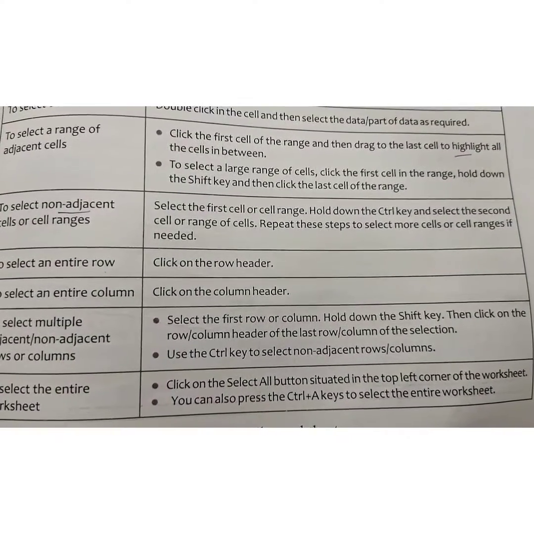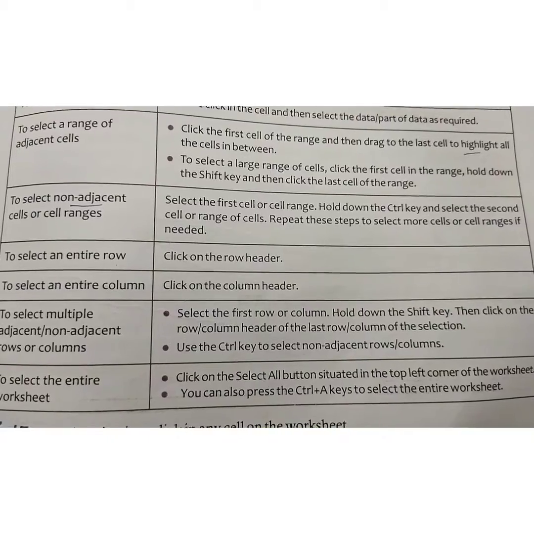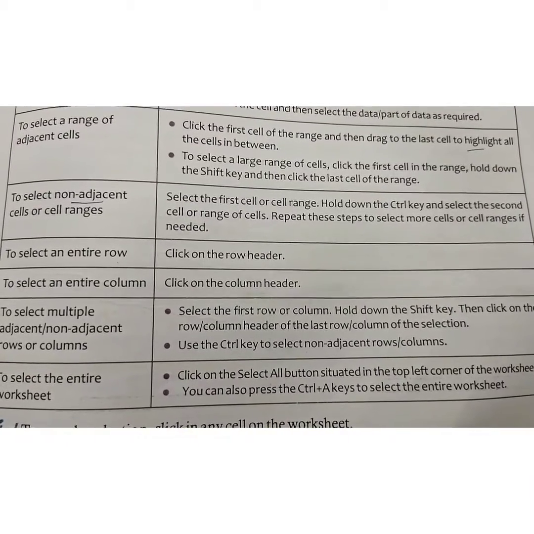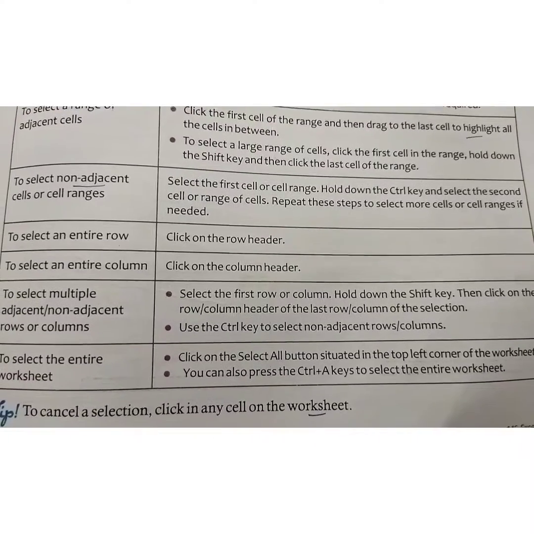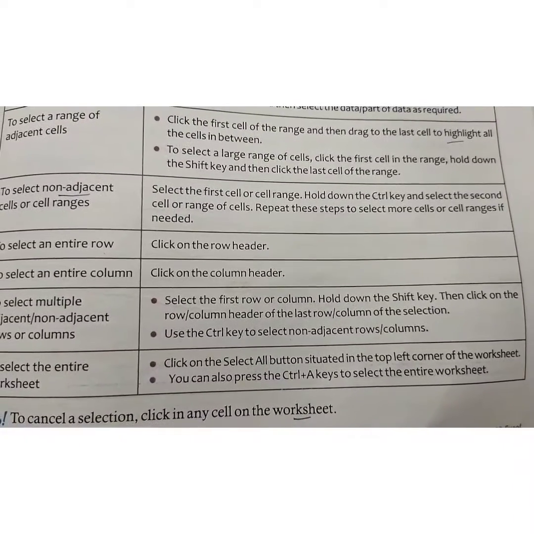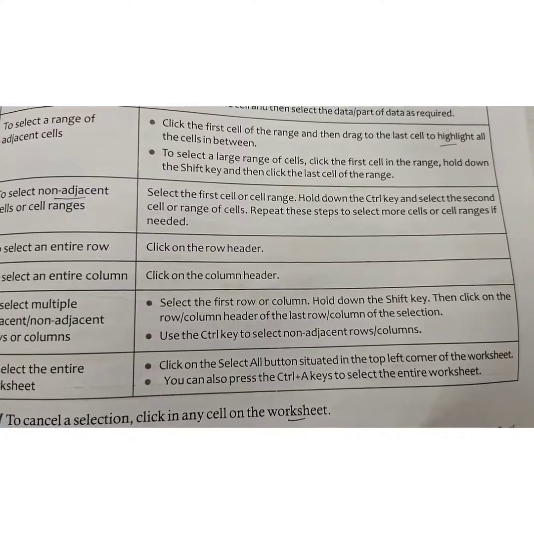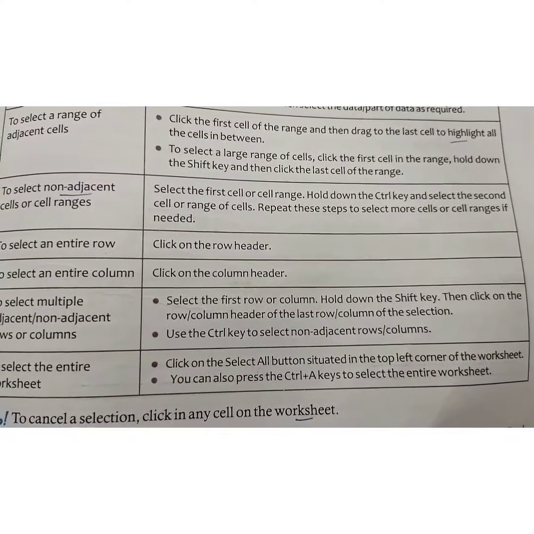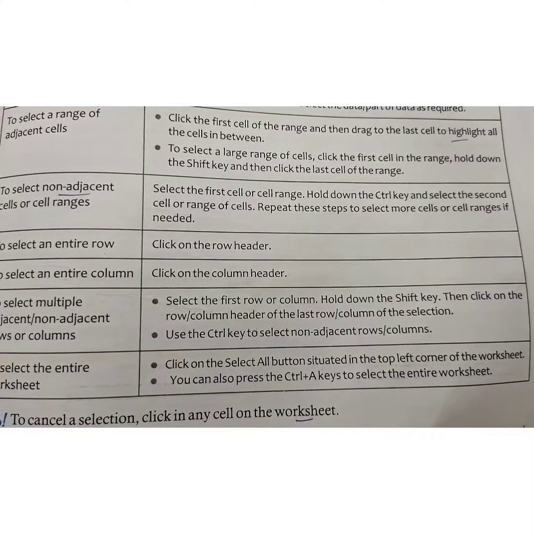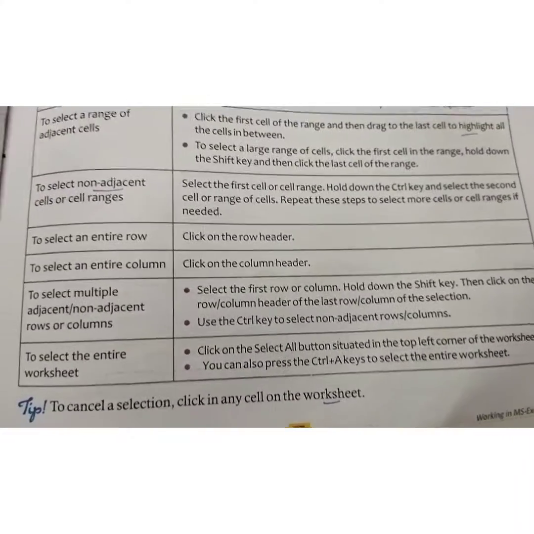Then to select an entire row, click on the row header, and to select an entire column, click on the column header. To select multiple adjacent rows and columns, students, select the first row or column, hold down the shift key, then click on the row or column header of the last row or column of the selection, and use the control key to select non-adjacent rows or columns.